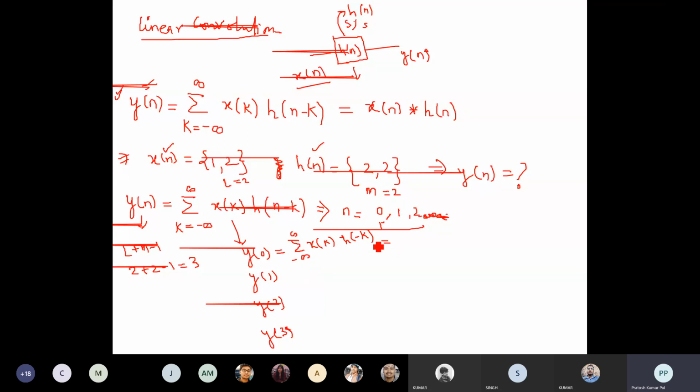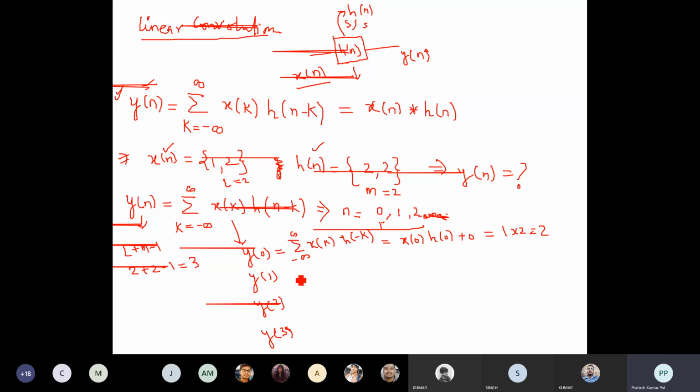When we solve this, we will get only one term, that is x of 0 and h of 0. All other terms will be 0. If you take any other combination of k, that will be 0. And x of 0 and h of 0 are given by 1 and 2, so it will be 1 multiplied by 2, which equals 2.